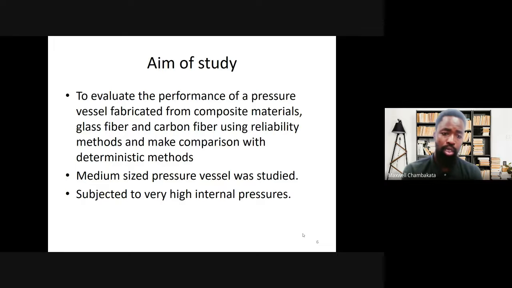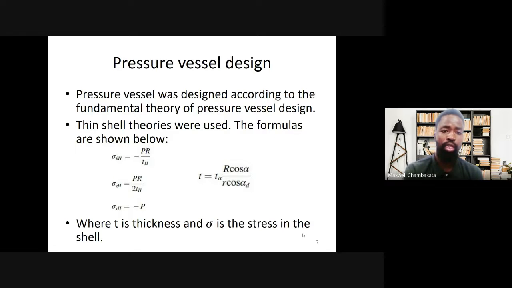So in this case, we consider the medium-sized pressure vessel which was studied in this article. This pressure vessel is subjected to very high internal pressures. Pressure vessel design: in this case, it was designed according to fundamental theories of pressure vessel design. Essentially, there are a number of formulas used in this design, but we only picked a few. For example, here we have essential theory formulas being used. We have hoop stress, longitudinal stress, and radial stress being functions of pressure, internal radius, and thickness.